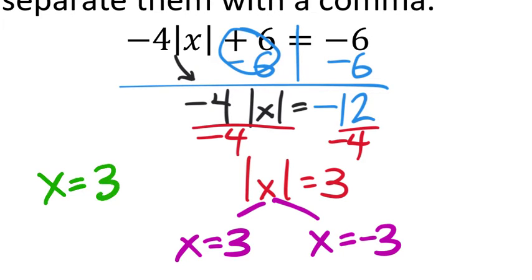If I made x 3, it'd be true. If I made it negative 3, it'd be true. And again, you can check. Absolute value of 3 is 3. Negative 4 times 3 is negative 12 plus 6 is negative 6, so that's true. Negative 3, absolute value of negative 3 is 3, times negative 4 is negative 12, plus 6, negative 6, still true.